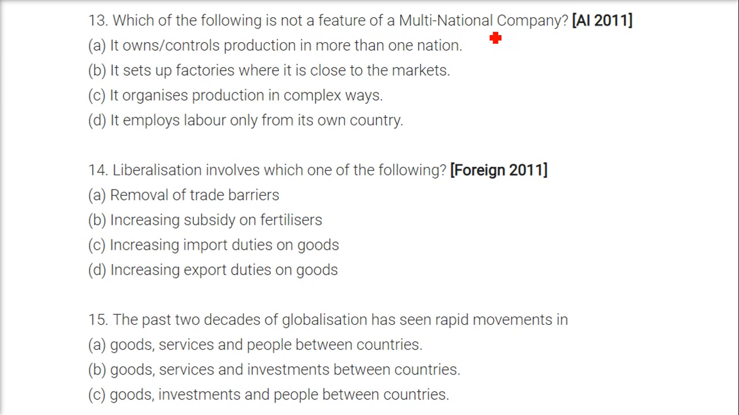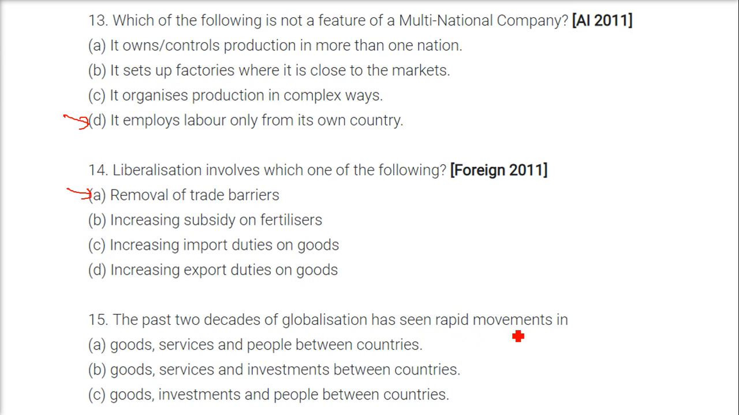Which of the following is not a feature of MNC, multinational company, and it employs labor only from its own country, right? It employs the labor from the country where it is being established. So the local people are being employed. Liberalization involves which one of the following? The answer is removal of trade barriers.